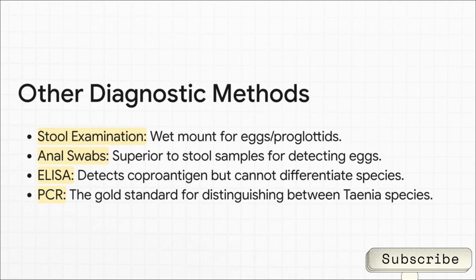Now, staining isn't our only tool in the box. The diagnostic toolkit also includes your standard stool examination for eggs and proglottids, anal swabs, which can actually be more effective, and of course, modern techniques like ELISA to detect antigens in the stool. But the gold standard for telling the species apart is going to be PCR, which targets their unique DNA.